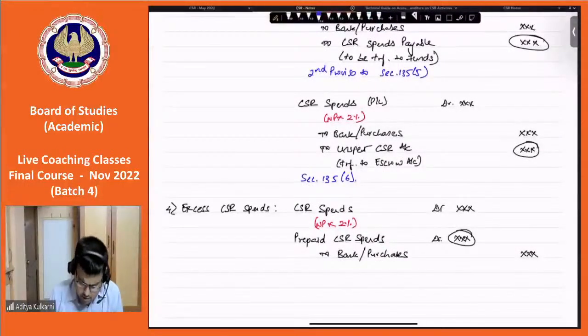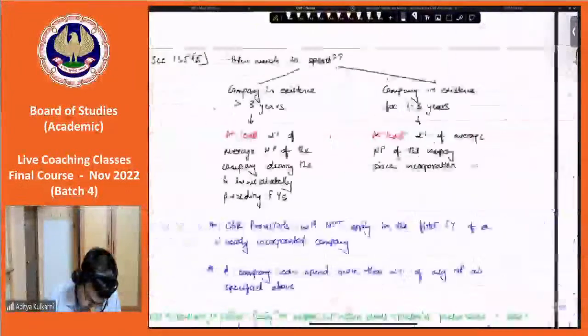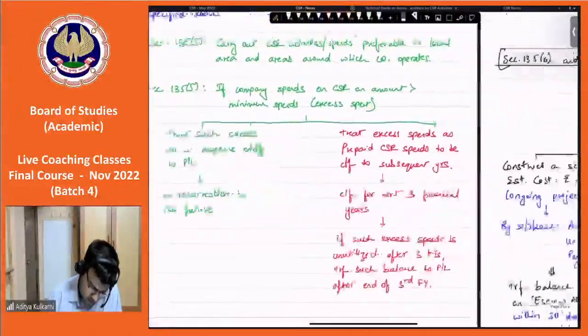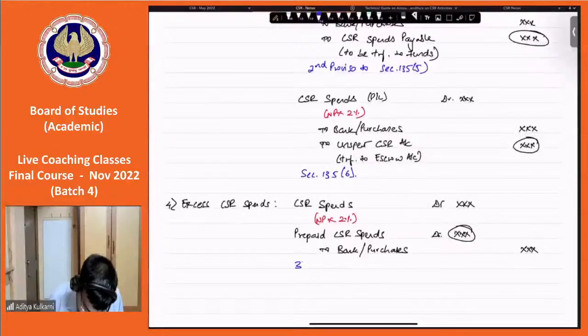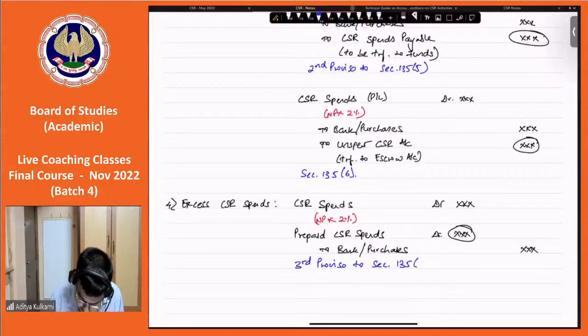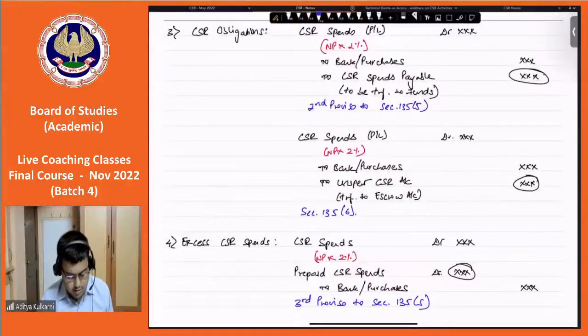ये कौन सा था section? I guess this is third proviso, right? Yes, third proviso to section 135(5). If you choose not to carry it forward, what are you going to do? CSR spends to bank entire amount. There is nothing else that you need to do. If you are not carrying it forward, don't do anything. Okay. So this is your journal entries.